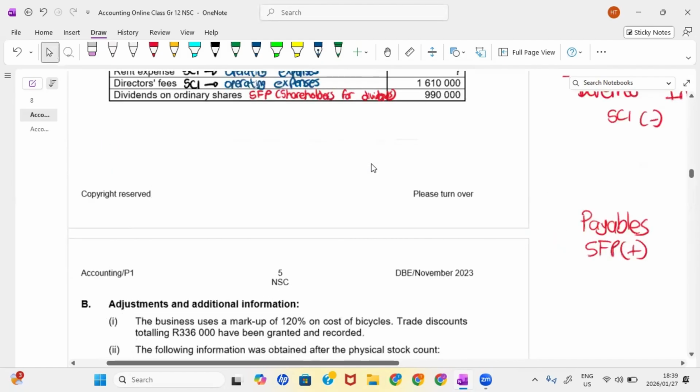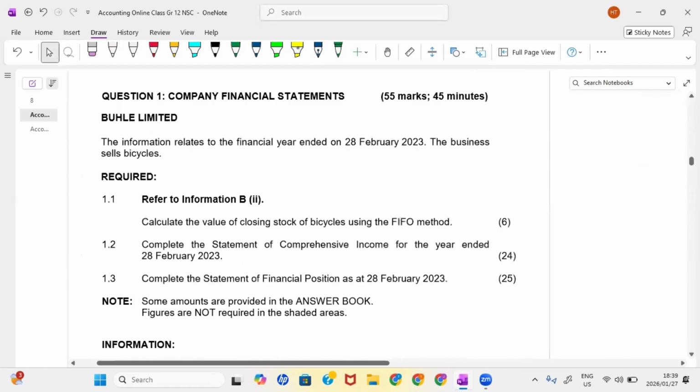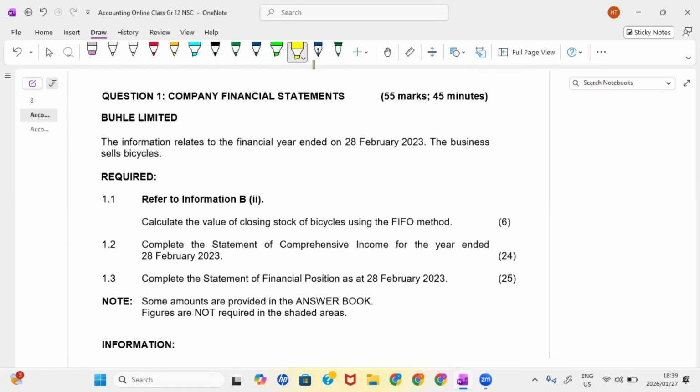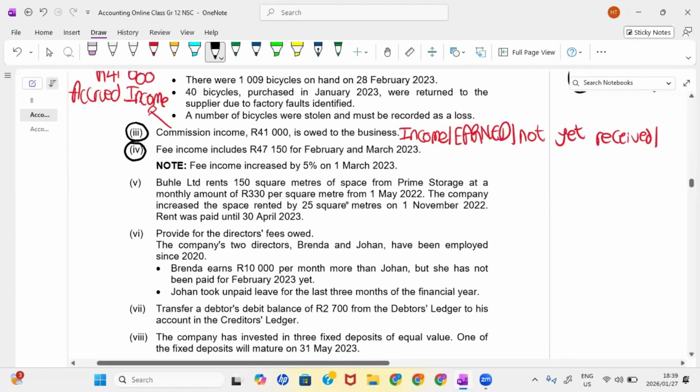They are including dates. So we need to look at the information and pay attention to the financial year end. Here they told us the financial year ended 28 February 2023. So we need to take that into consideration. The year is ending 28 February 2023.